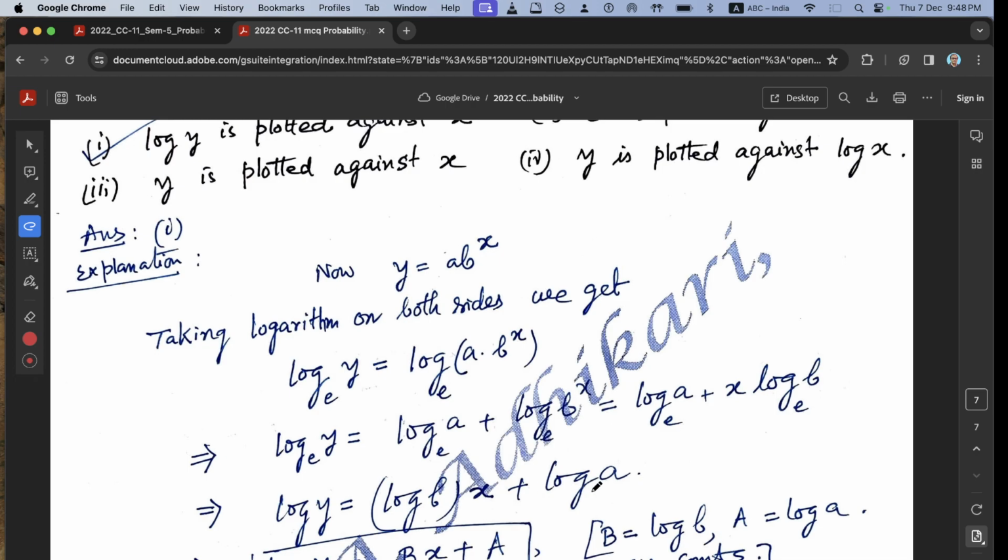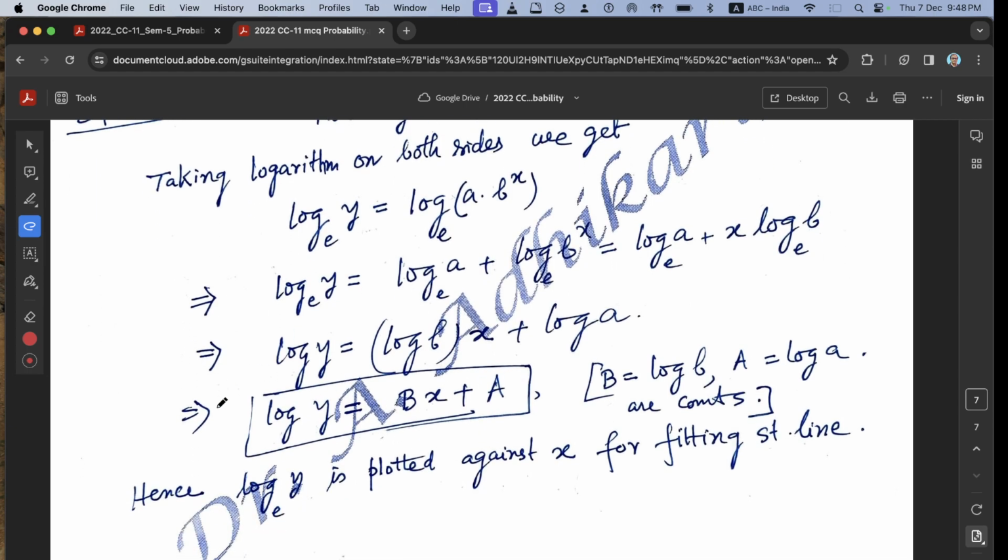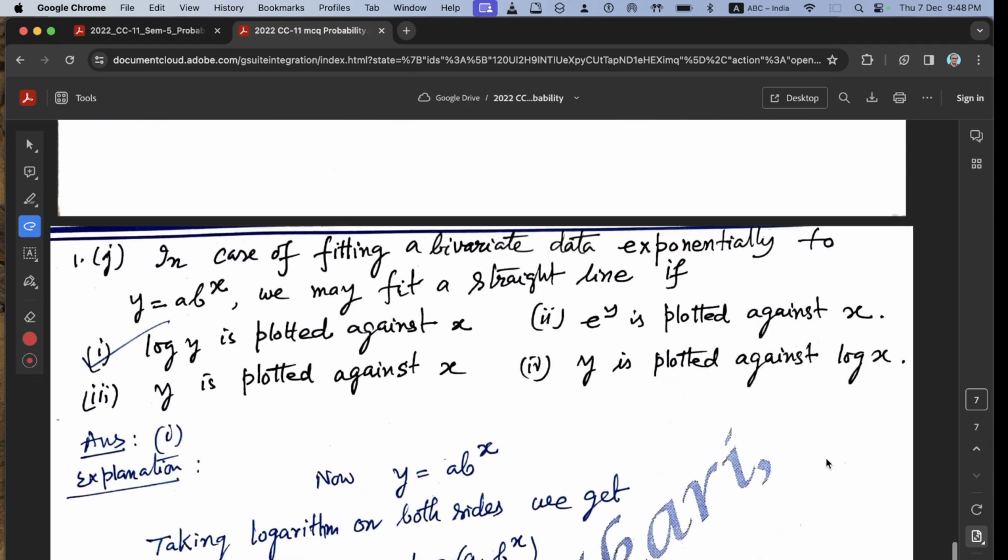log b into x plus log a. Here log b equal to capital B, log a to the base e equal to capital A. A and b are two constants. So this represents a straight line. Log y is plotted against x for fitting the straight line, if we fit the bivariate data exponentially as y equal to a into b to the power x. Hence correct option is 1, log y is plotted against x.